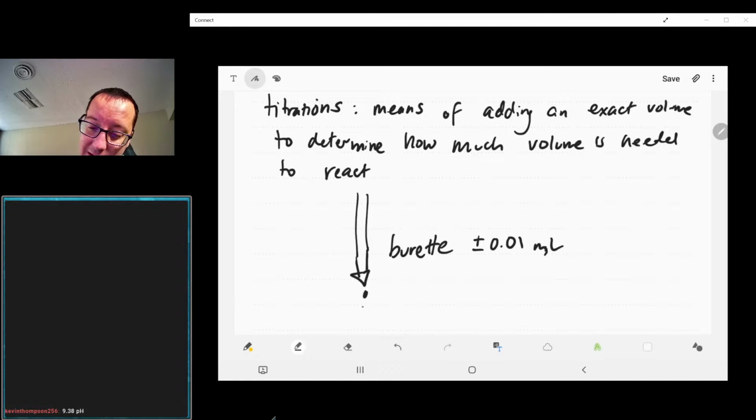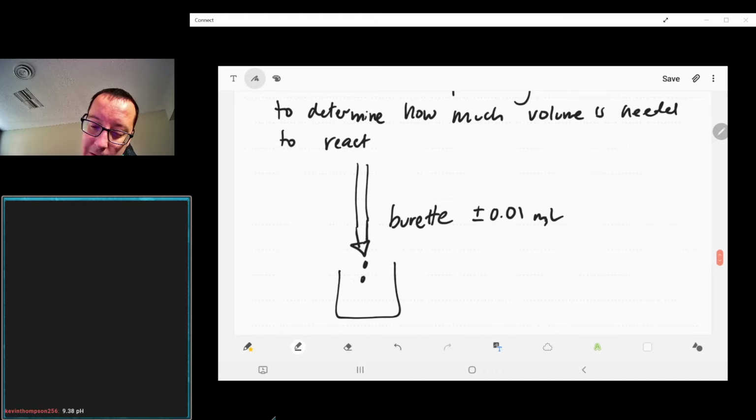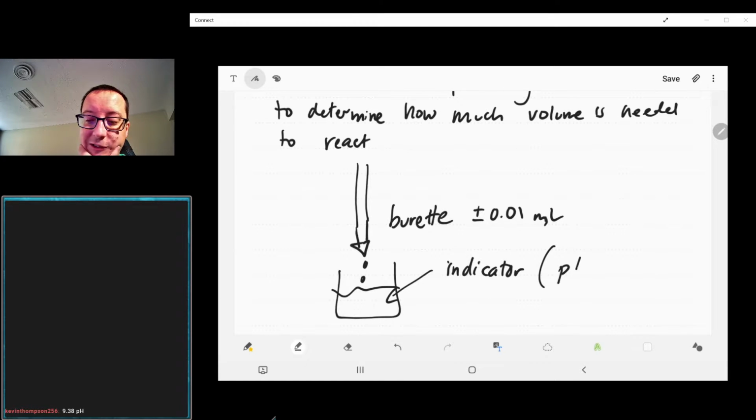You can add things dropwise to some solution of something you're analyzing. It's the process of kind of controlling how much of that solution you add to your mixture to wait for some reaction to happen. Usually you have some sort of indicator in here to let you know when the reaction is done. That could be a pH indicator, or it could be a redox indicator. These are both kind of pretty common ways of doing titrations.